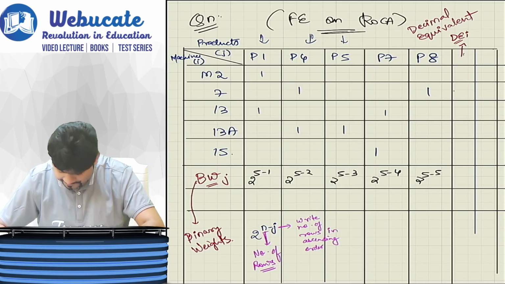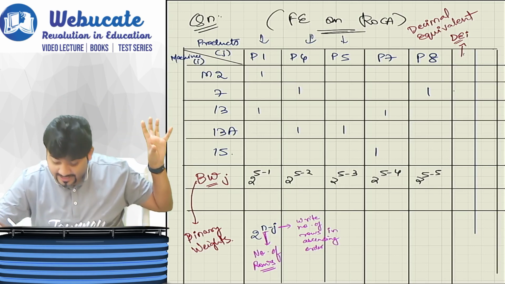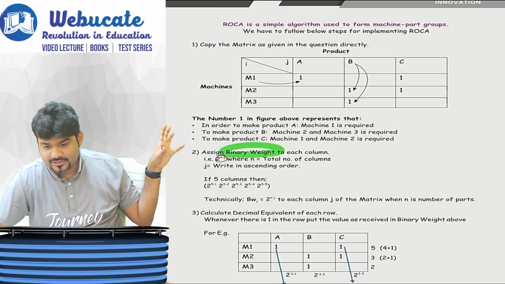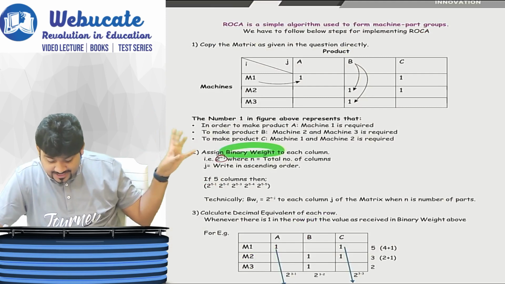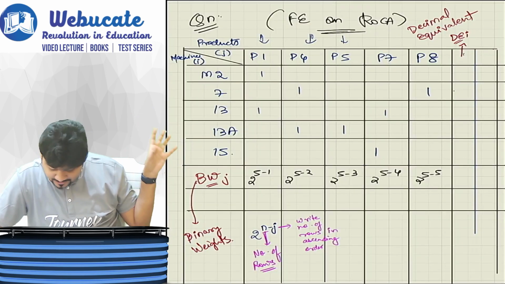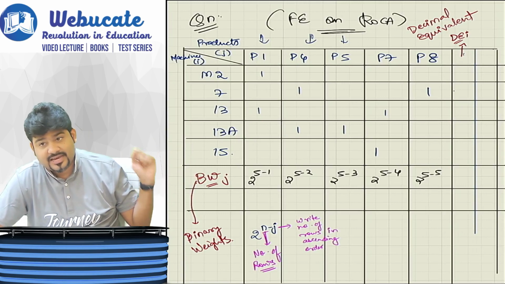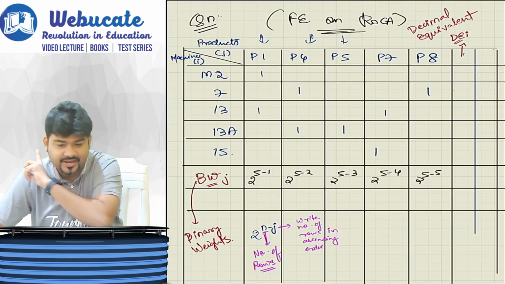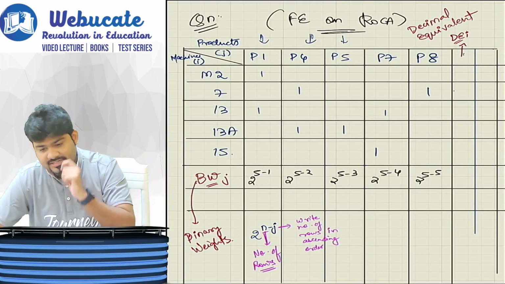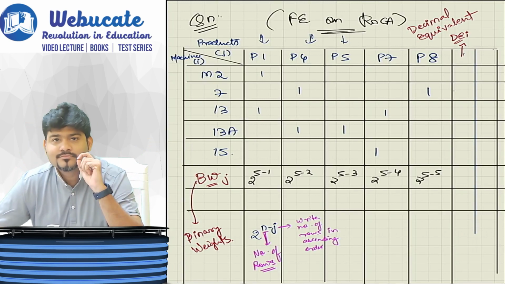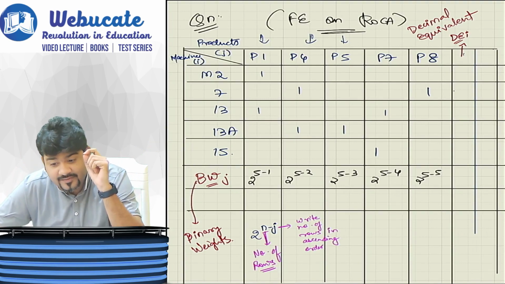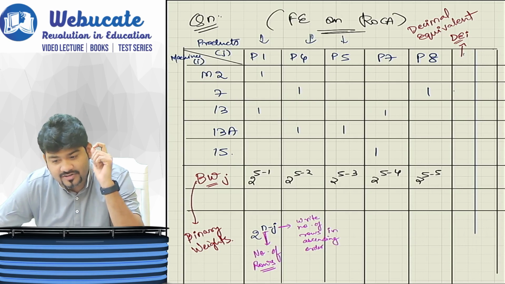Chalo. So first step, you see again, steps are given here. You can follow this. First is BW, binary weight. How do you calculate binary weight? I have written here 2 raised to n minus j. n is the number of columns, 5, 5, 5, 5. 5 is constant. That n is constant. What is j? Tell me, what is j? Write the number of rows in ascending order: 1, 2, 3, 4, 5.